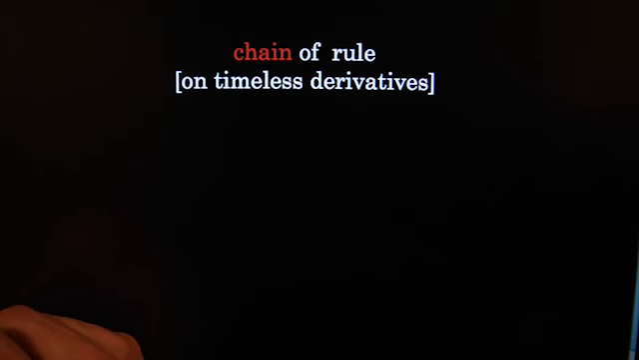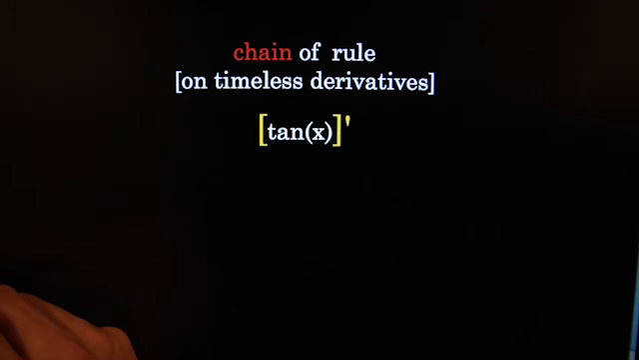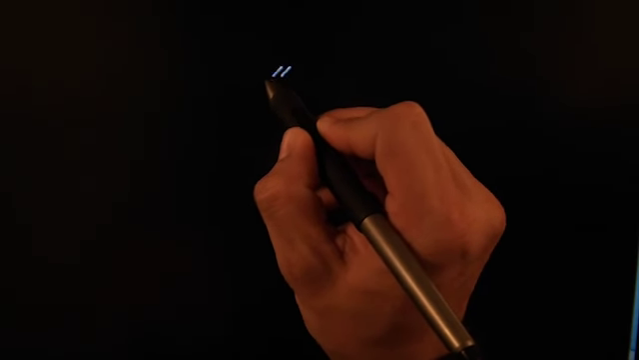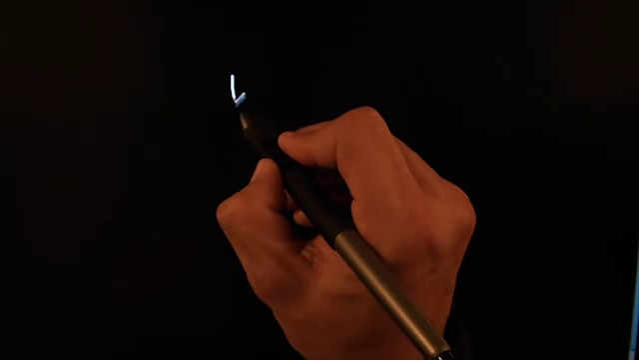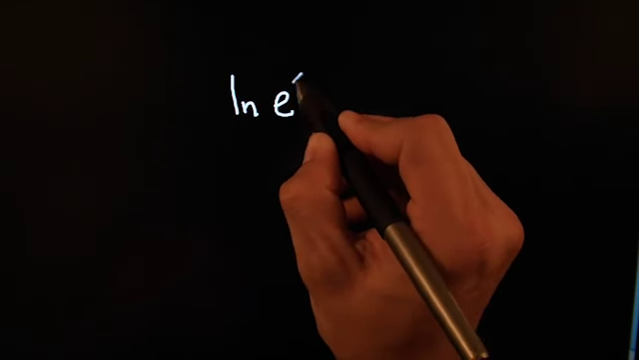Let me see, where was it? Oh my goodness, I lost it. I'll put it here. Anyway, so we want to find the derivative of e to the x. Here's something famous. ln of e to the x.